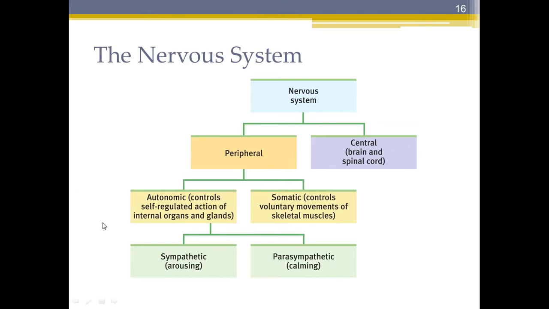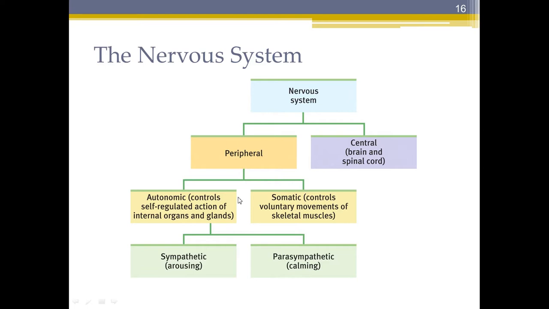First, we have the peripheral nervous system that breaks down into autonomic and somatic. So somatic is very simple. It's basically the voluntary movements of your muscles, your skeletal muscles. So we're not talking about the smooth muscles that digest your food. We're talking about your leg muscles and your arm muscles. So that's relatively simple. That doesn't break down any farther.